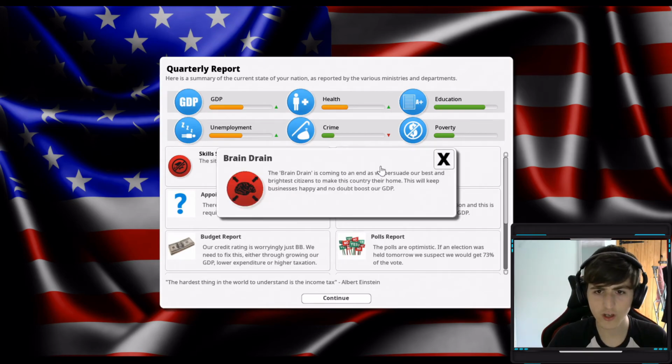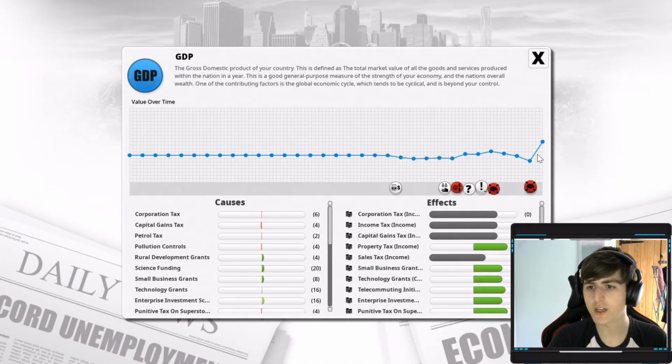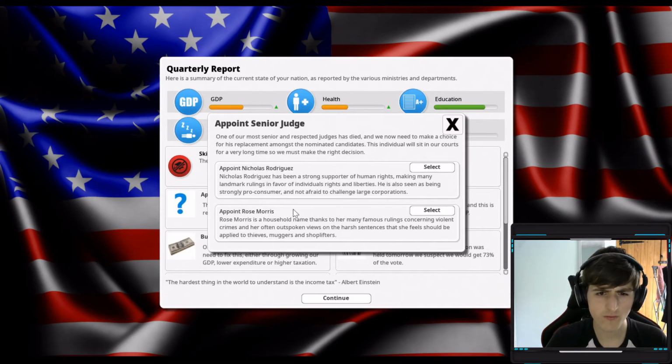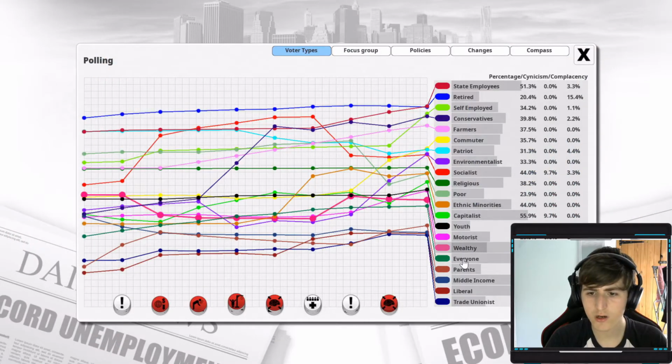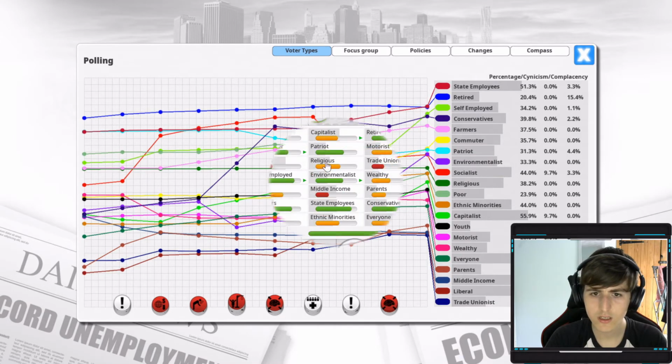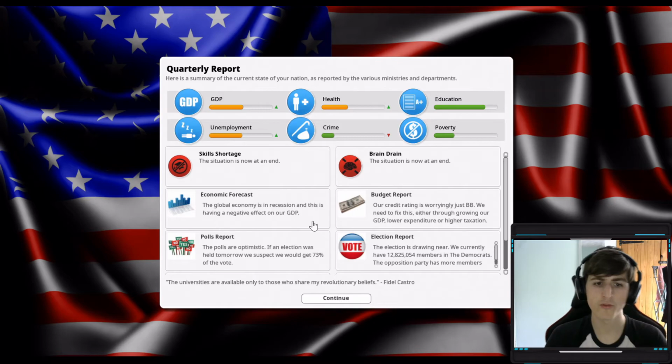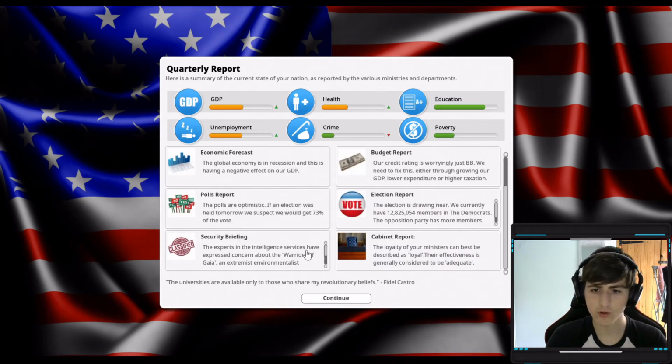So the skills shortage is gone, the brain drain's gone, which means GDP has rocketed. Absolutely rocketed. Very happy about that. So, strong support of human rights. So looking at the polls, trade unionists, liberals, middle income parents. Right. So based on that, I'm going to appoint the judge that's a strong supporter of human rights. They seem like they'll go for them more.